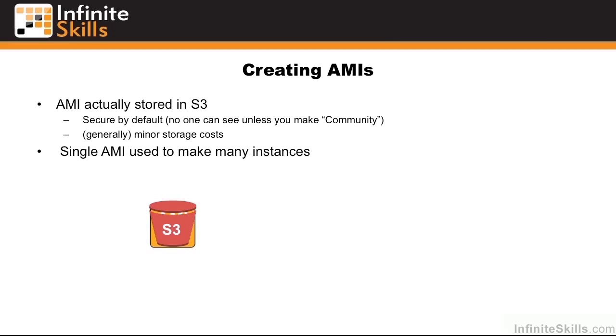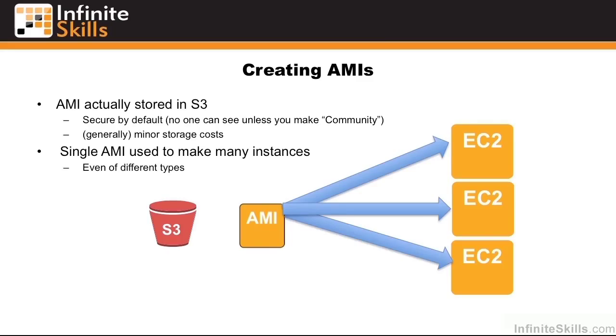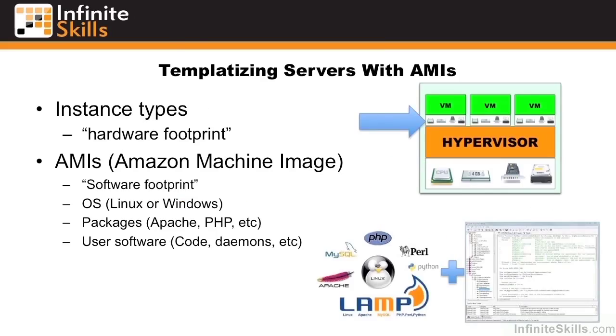A single AMI can be used to make many instances. Here we're using this AMI to spin up 1, 2, or maybe even 100 different instances. And I can even spin up instances of different types, such as a micro, small, or M3 large. This has been Templatizing Servers with AMIs, and you should have a good picture of all these things at the moment.